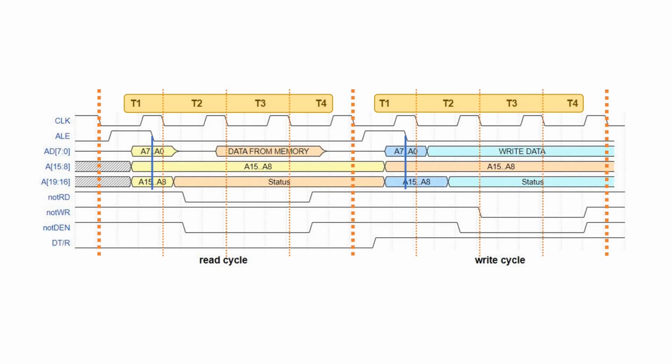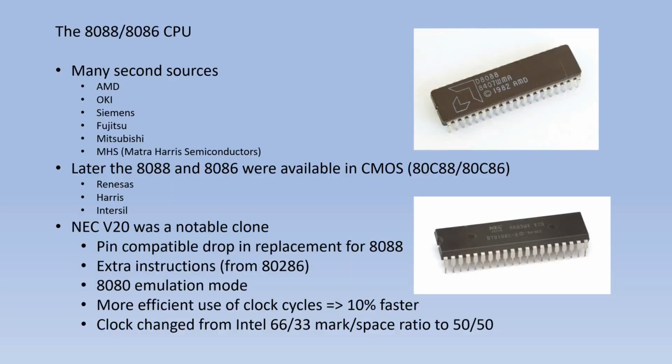And if we look at the write, as soon as the address has been latched, the AD lines change to hold the write data, and they're valid for quite a long time. Just giving some further information about the 8088 and 8086 CPUs, there are many second sources, so if you're going to look for any on any of the usual websites, don't just limit your search to the Intel parts. There are parts from AMD, Oki, Siemens and the other manufacturers listed there.